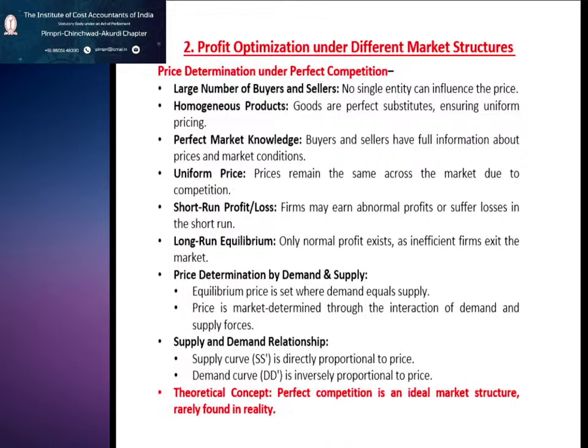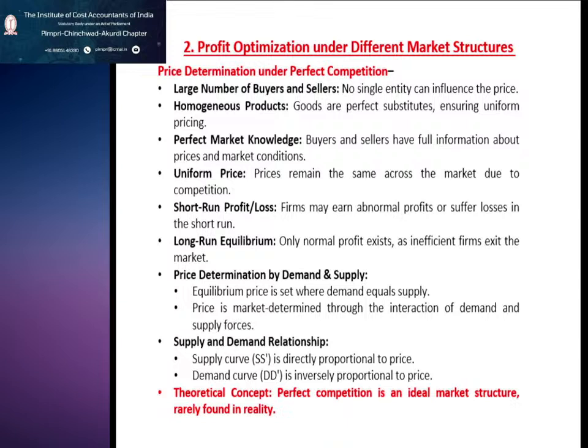Short run profit or loss: firms may earn abnormal profits or suffer losses in the short run. Long run equilibrium: only normal profit exists as inefficient firms exit the market. Price determination is always done by demand and supply forces. Equilibrium price is set where demand equals the supply. Price is market determined through the interaction of demand and supply forces. Supply and demand relationships: supply curve is directly proportional to price. Demand curve is inversely proportional to price.